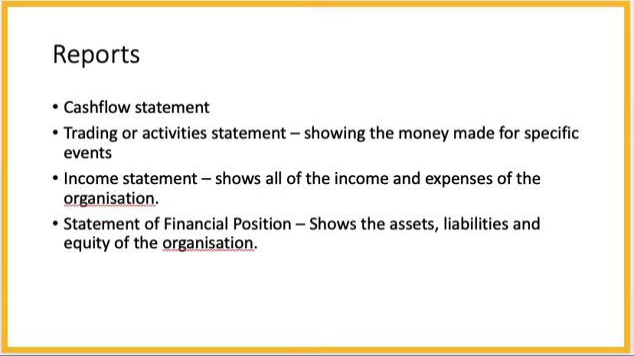The next comes up the trading or activity statement, which shows money made for a specific event. So it might be that your gym club ran a rhythmic gymnastics competition and they charged everyone fees. You would make a report showing how much they collected in fees and how much it cost to run the event to get an overall profit or loss from running that particular competition. And then that information will go into the income statement.